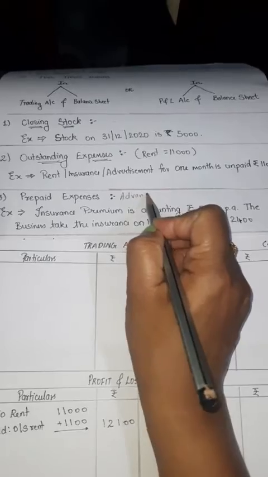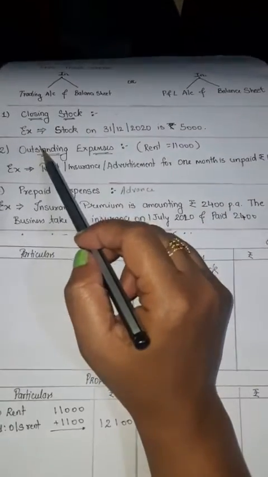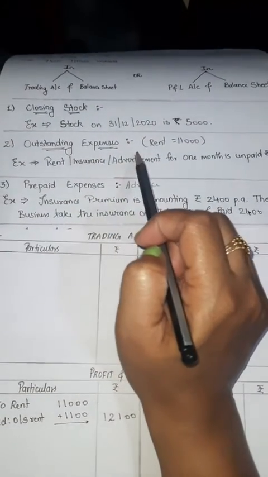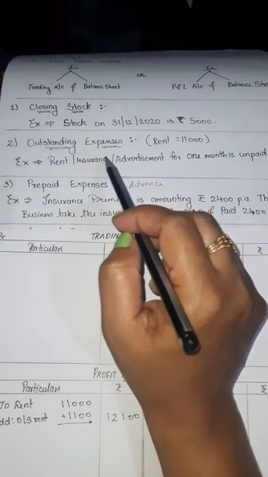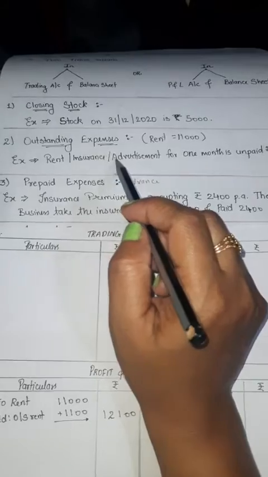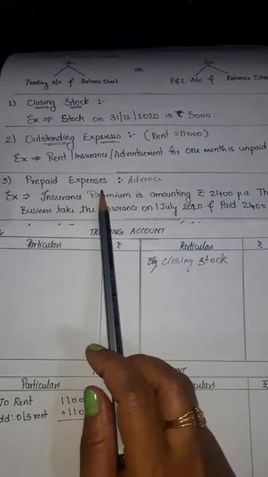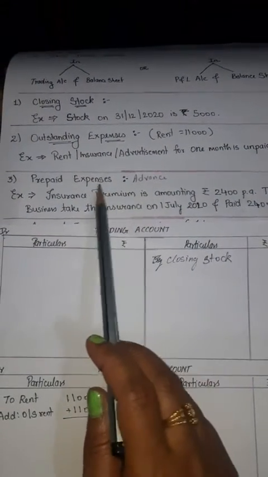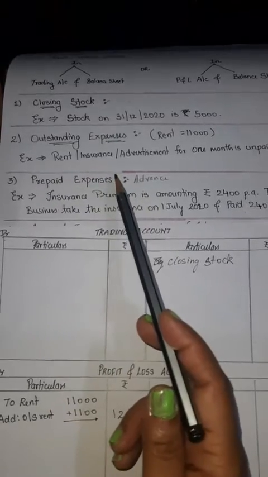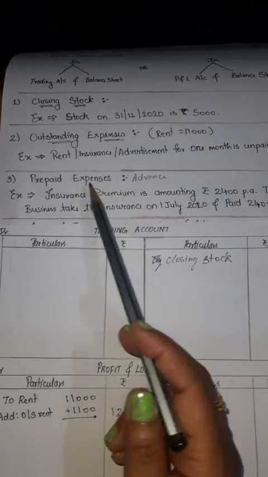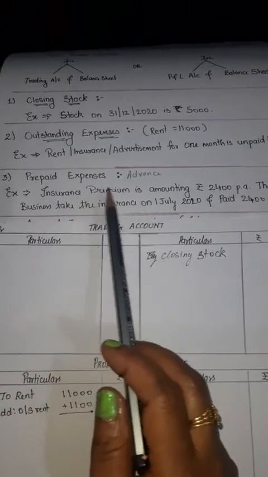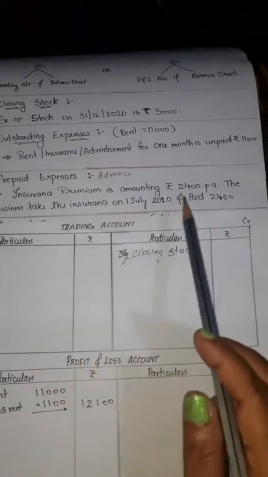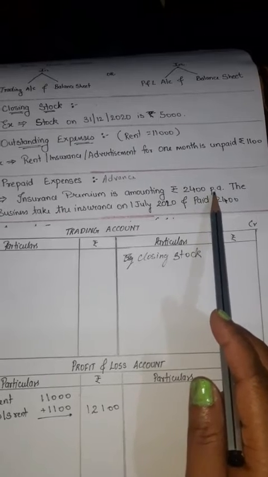Okay, so as we know, outstanding expenses means unpaid expenses, that is, expenses that we have not yet paid. But prepaid expenses means what? We have paid these expenses in advance. Before the due date, we have paid those expenses. For example, insurance premium is amounting to rupees 2,400 per annum.